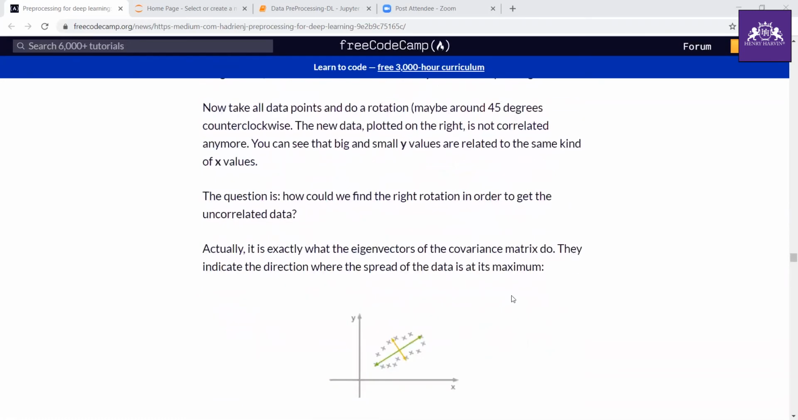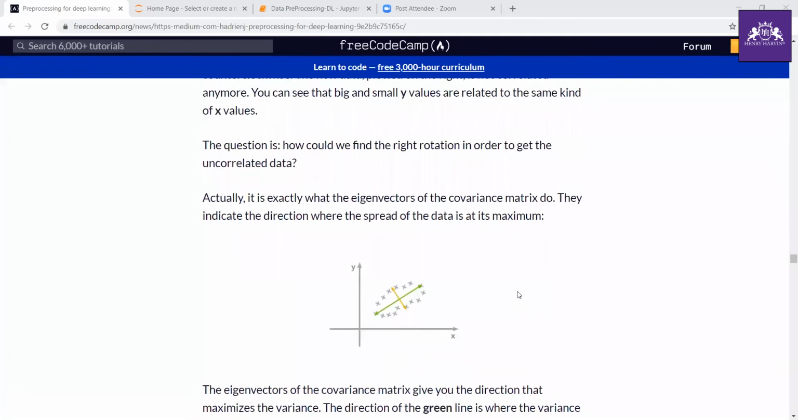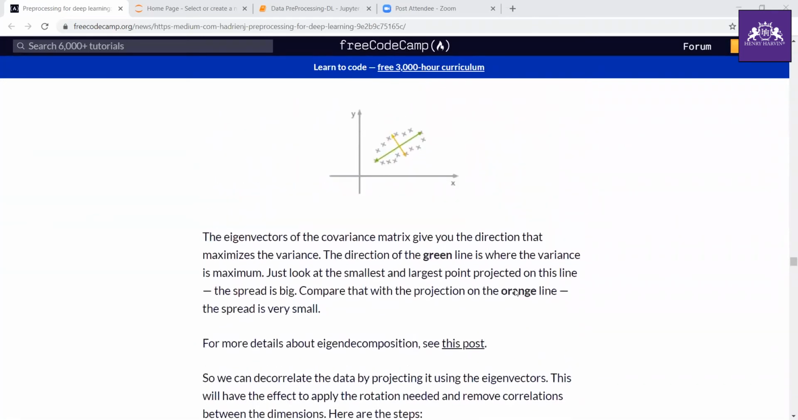Actually, it is exactly what the eigenvectors of the covariance matrix do. They indicate the direction where the spread of the data is at its maximum. The eigenvectors of the covariance matrix give you the direction that maximizes the variance. The direction of the green line is where the variance is maximum. Just look at the smallest and largest points projected on this line; the spread is big. Compare that with the orange line, where the spread is very small.